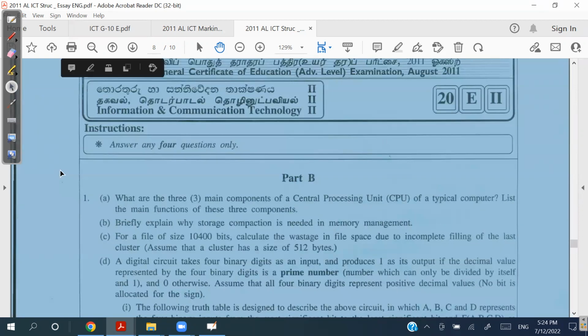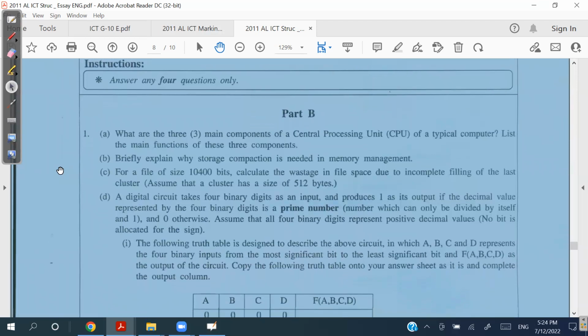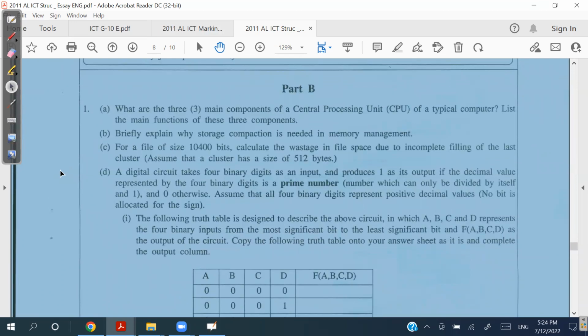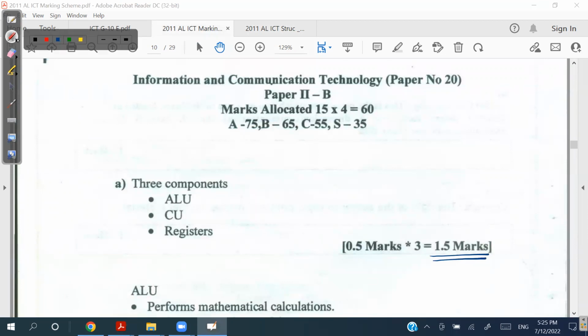In the first part, it says, what are the three main components of the central processing unit of a typical computer? List the main functions of these three components. So we know that it is ALU, CU, and the registers, right? For naming the three things correctly, you will be given 1.5 marks over here, right?